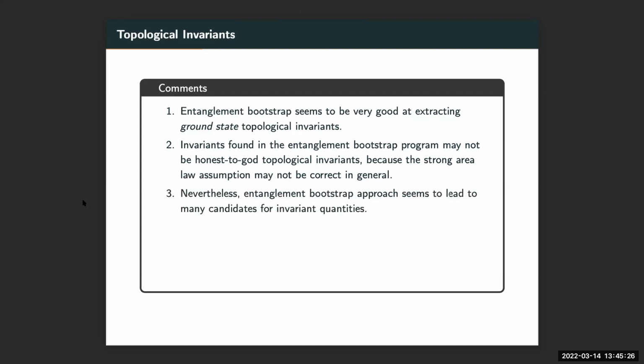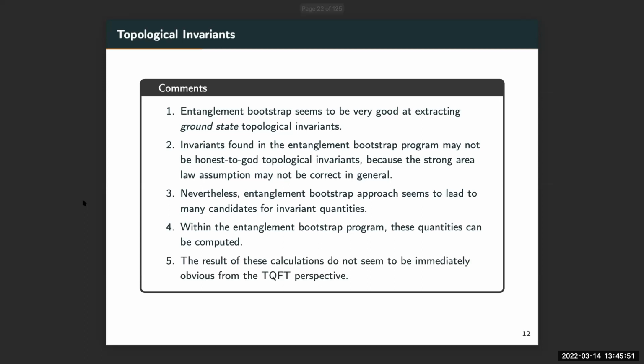But nevertheless, I think it seems to lead to many candidates for invariant quantities which have not been discovered before. So at least it seems to be good at generating new ideas. And moreover, importantly, within this program, these quantities can actually be computed. Okay, so then you can go on to maybe use your favorite field theory methods to recheck this using your tools. And what's kind of cool is that the results of these calculations can, I'm sure, be calculated from more conventional methods, but it does not seem to be trivial from the go-to technology, which is like a TQFT.